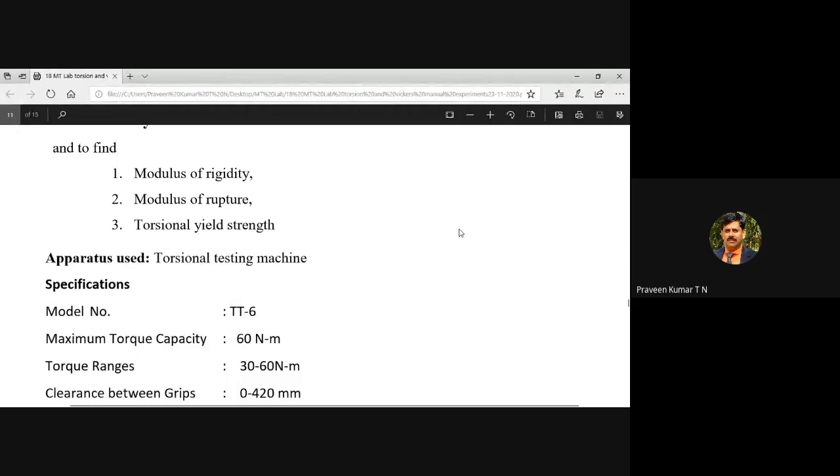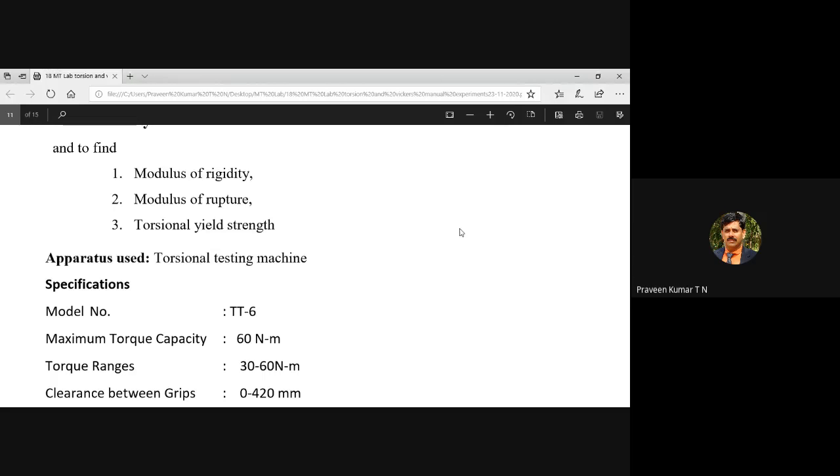Because you are studying mechanics of material, material science, and material testing laboratory. Suppose a steel rod is given, I will ask how we can indicate the strength of the material. One is UTS. You have to specify the ultimate tensile strength. One more is compression strength. Similarly, there is one more strength, referred to as torsional strength.